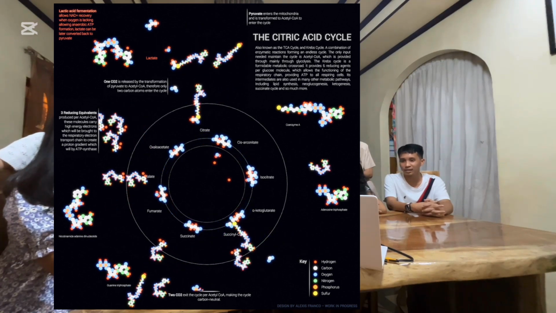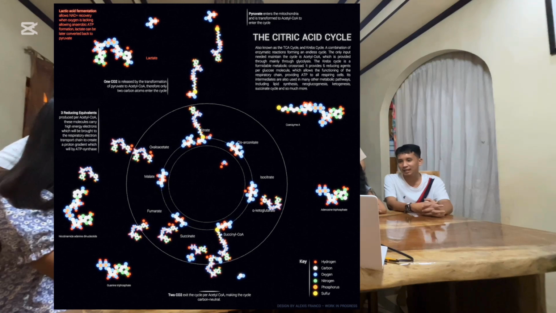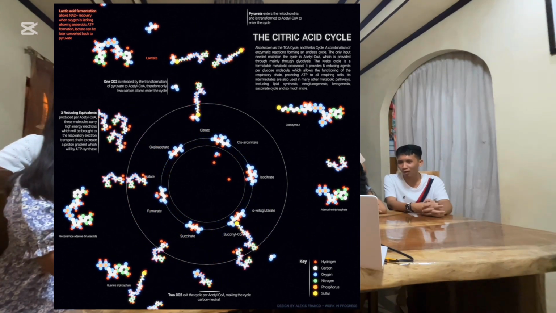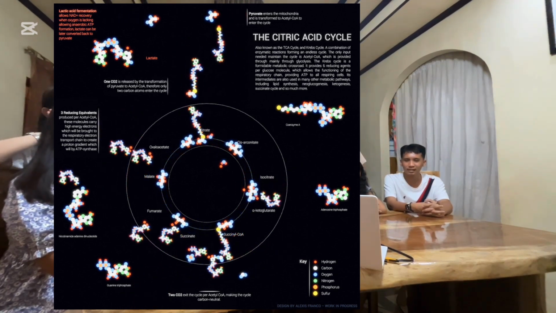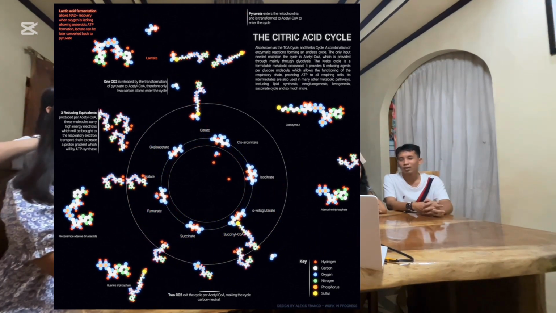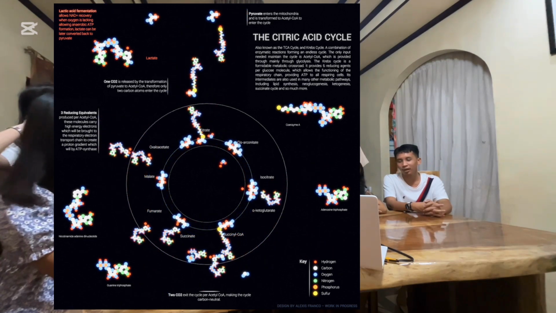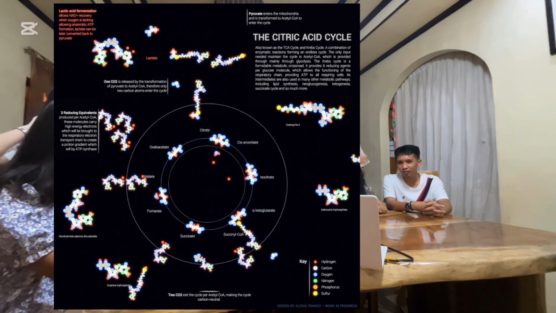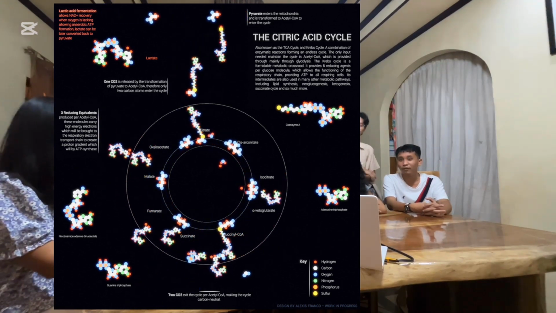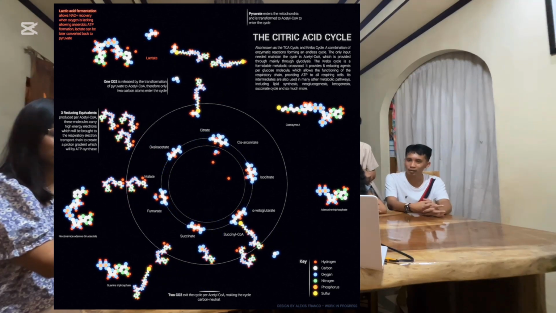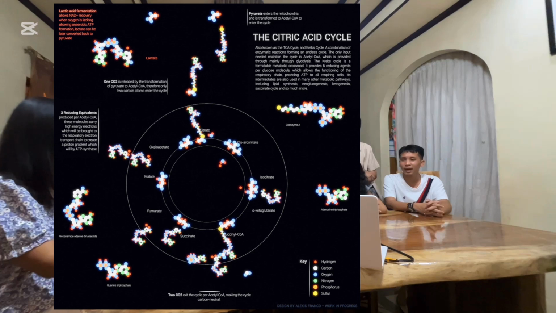So the fifth one is succinate formation. Succinyl-CoA is converted to succinate, releasing coenzyme A. This reaction is catalyzed by the enzyme succinyl-CoA synthetase, which also produces either ATP or GTP depending on the organism. The sixth part is fumarate formation. Succinate is oxidized to fumarate, producing FADH2, a reduced coenzyme. This reaction is catalyzed by the enzyme succinate dehydrogenase.